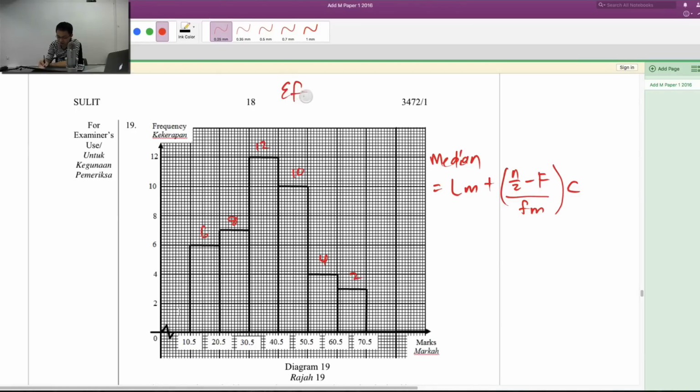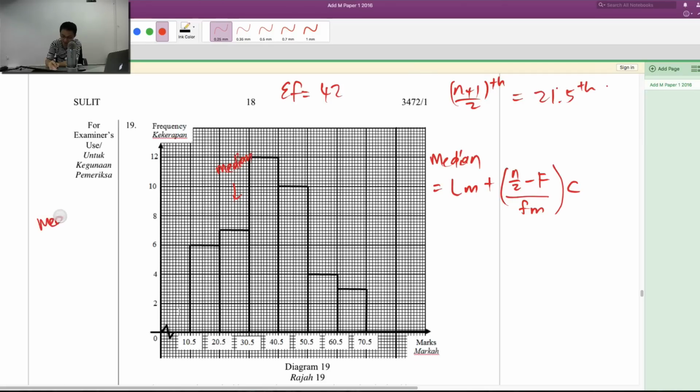So sum of frequency, use calculator. So all the numbers added together, 6 plus 8 plus 12 plus 10 plus 4 plus 2, 42. Okay, in order to find which class is the median class, I will use (n plus 1) over 2 th. So it's 42 plus 1 divided by 2, so it's 21.5 th. So the median will be the 21.5th value, which falls in this class, because this class is 20.5 until 30.5, isn't it? So therefore, I know this one is the median class.